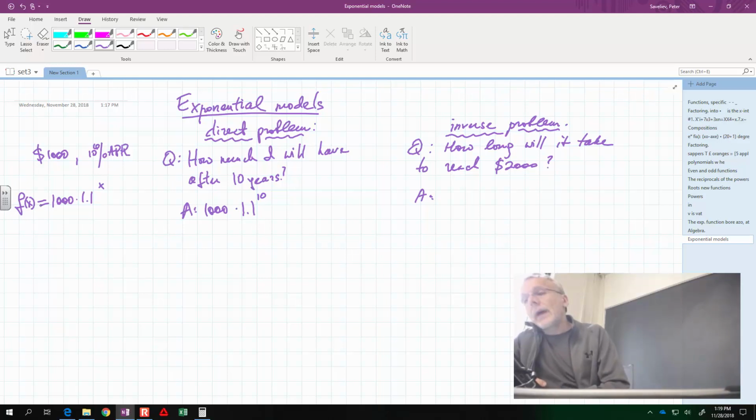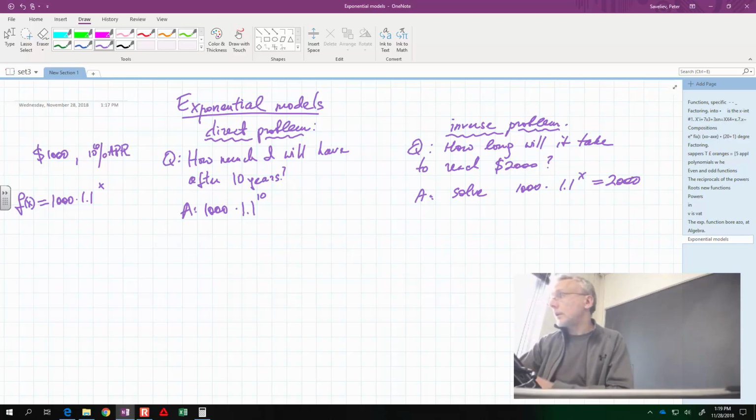Now we reverse or invert it, because now x is what we're trying to find. We do not plug x into our formula, which is what happened in that column. So the short answer is to solve the equation: 1,000 times 1.1 to the x is equal to 2,000. The actual answer is, well, you can tell me what it is. Let's just solve it. 1.1 to the x is equal to 2. x is equal to what?